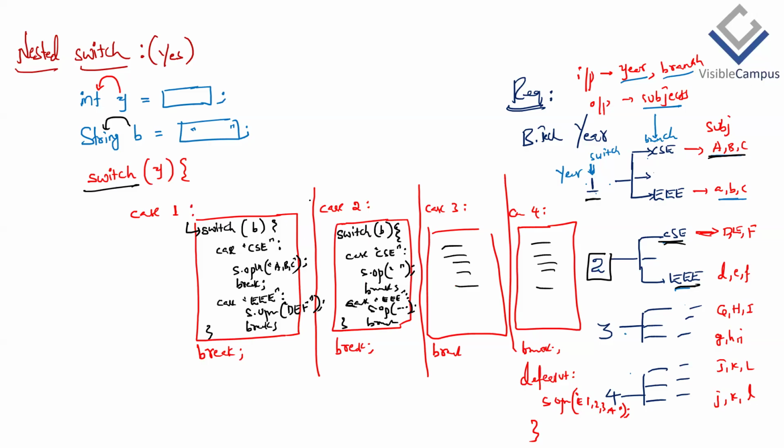If I ask you to write the code directly, this is the most common mistake you'll make. You may write this break, I agree, but we will forget to write this break. Because of this, it goes with an invalid output. And here also one default to say that enter CSE or EEE only. Here also one default, here also.